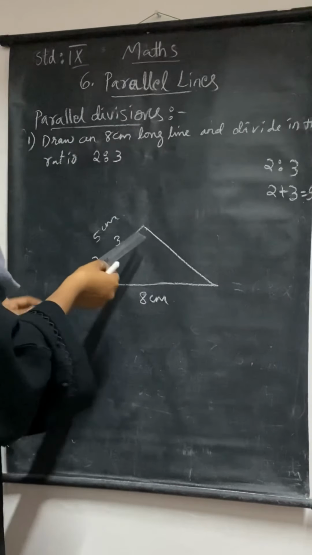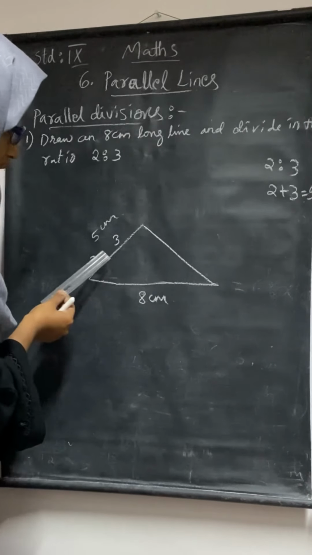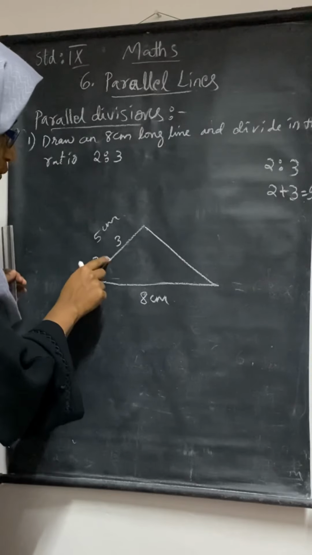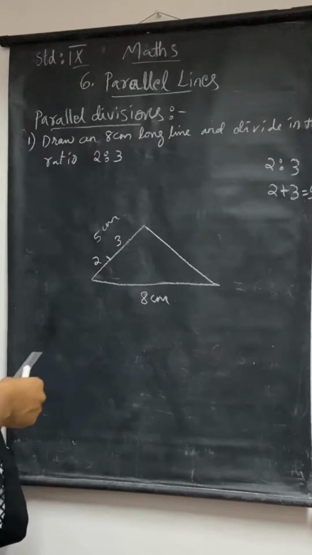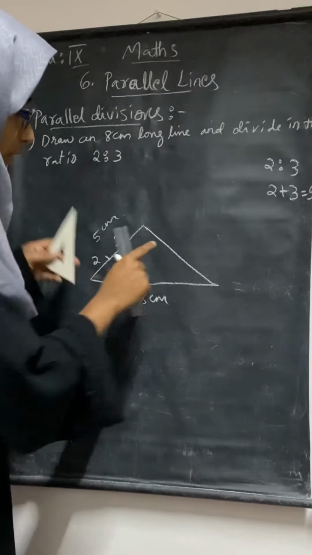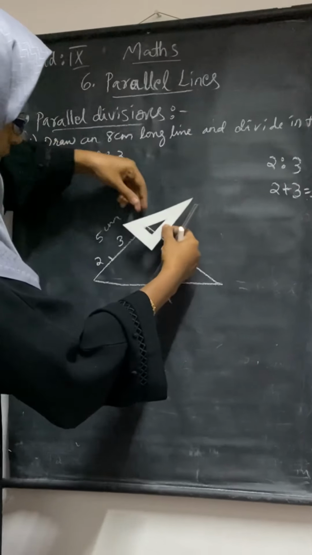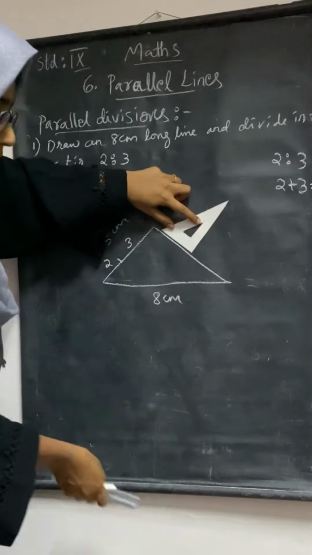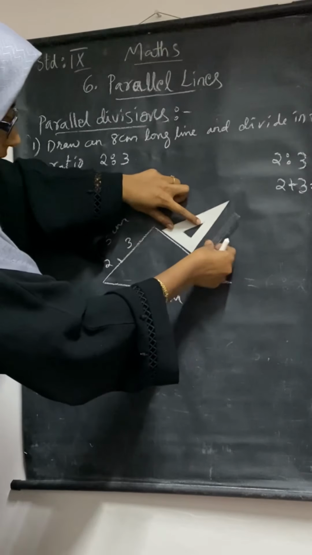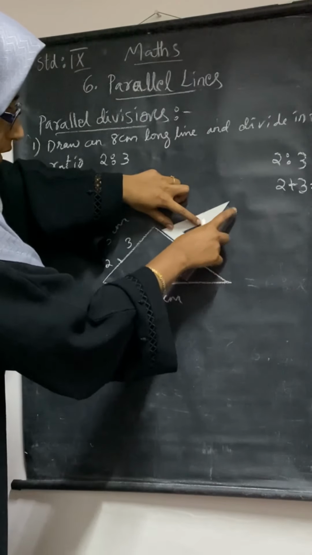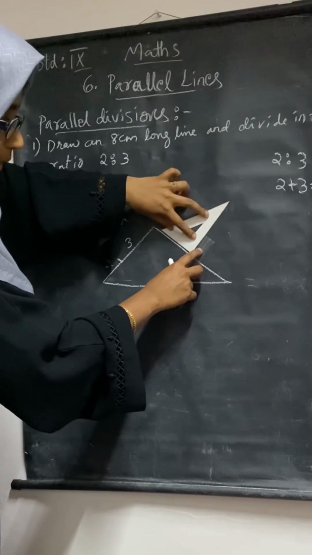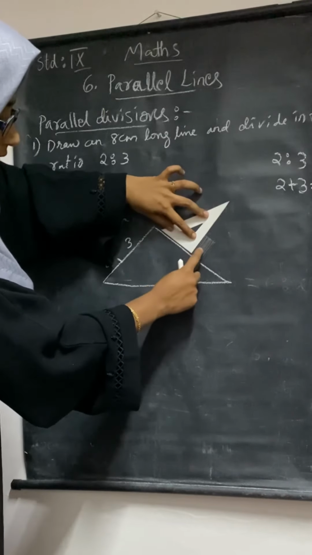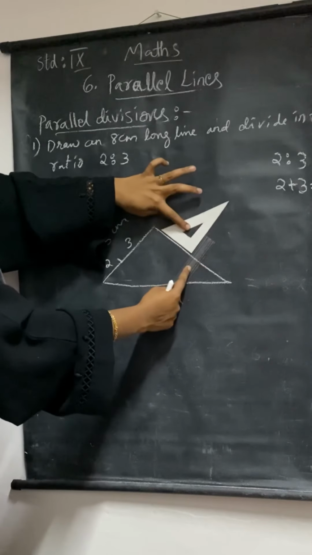So after this line we have to draw at this point also. 2 and 3 separately. 3 is this, 2 is this. So you have to use the set square for that. Whatever line you have drawn, just keep the set square like this. And under that, keep your scale because it should not move anywhere. So like this, for the support, we are keeping the scale like this. On this line, you have to keep the set square.